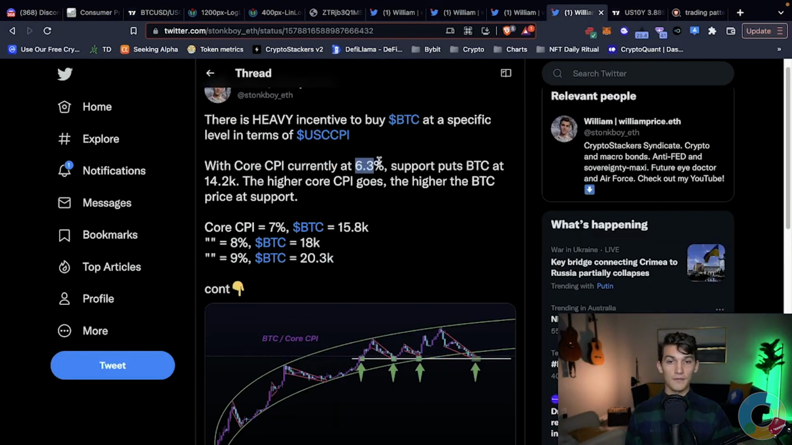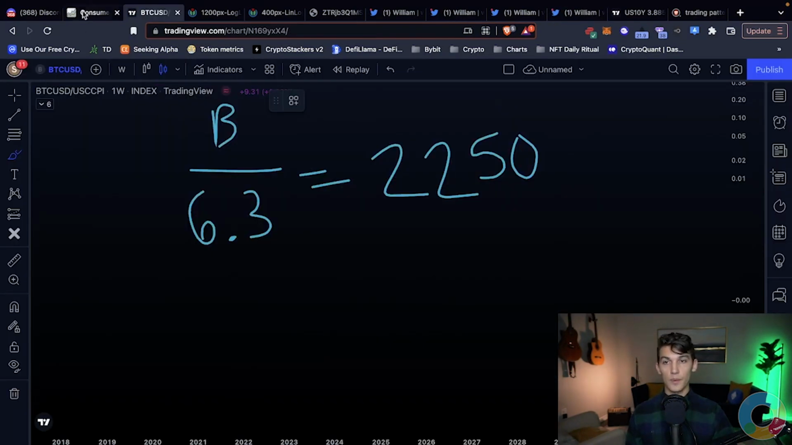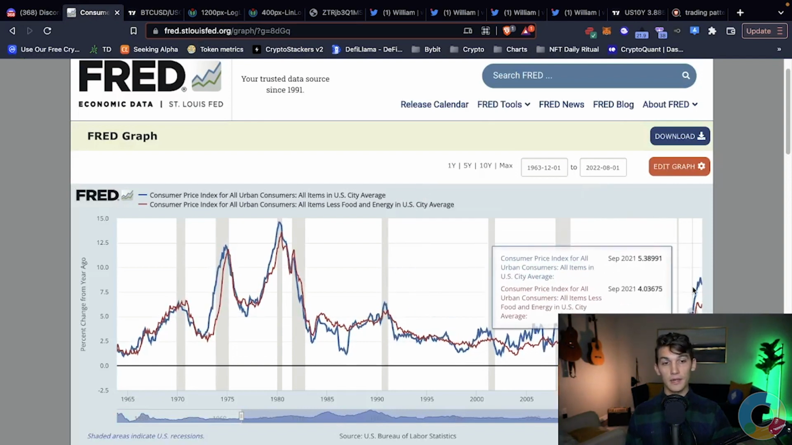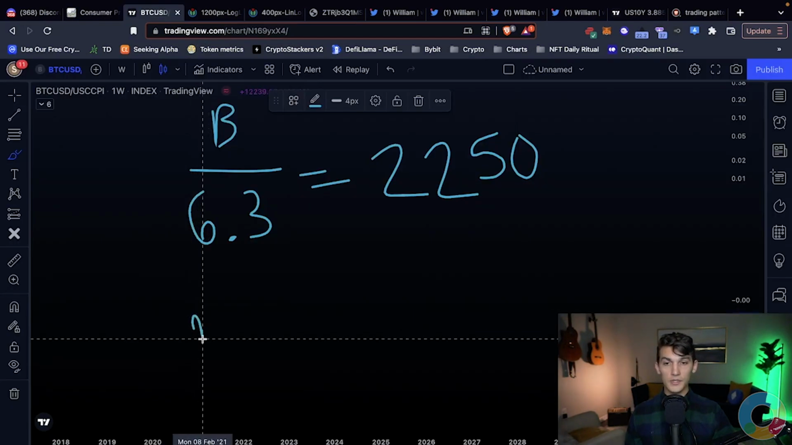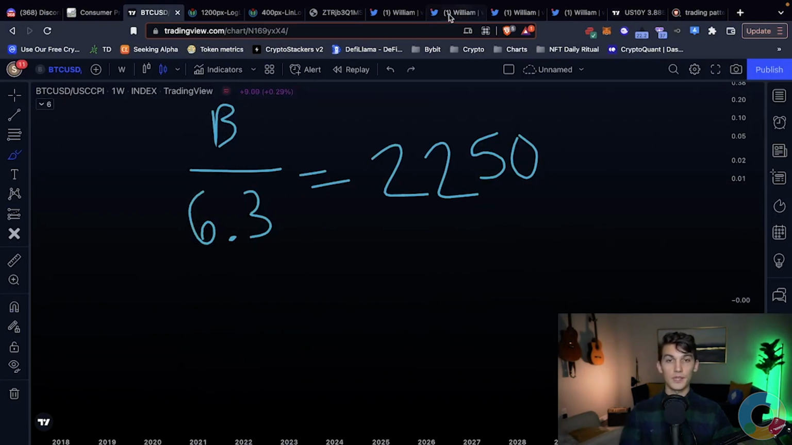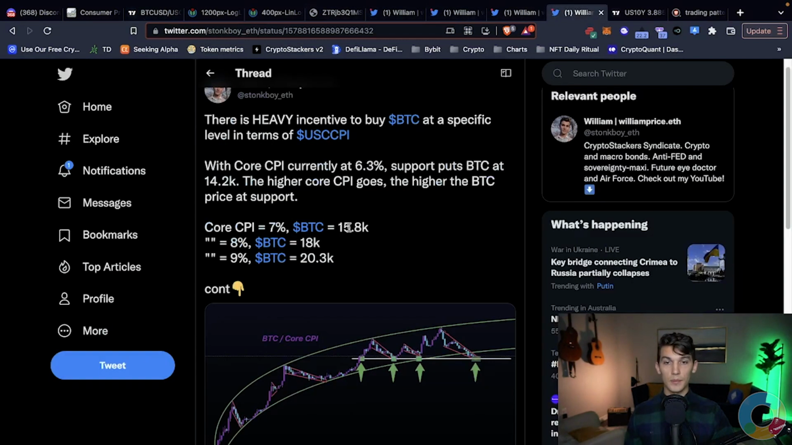But we know that inflation is likely going to rise. Remember how I said at the beginning of the video, even if oil and energy and food come off a little bit, core CPI and everything that's used to calculate it, let's say it goes to 7. Well, if you replace that 6.3 with a 7 and solve for the same equation, you get Bitcoin at a price of 15.8K. Okay, interesting. So we're seeing, again, as CPI increases, Bitcoin at support is increasing. Okay, so let's say CPI goes to 8%. Well, then Bitcoin would be at 18K on that support level.